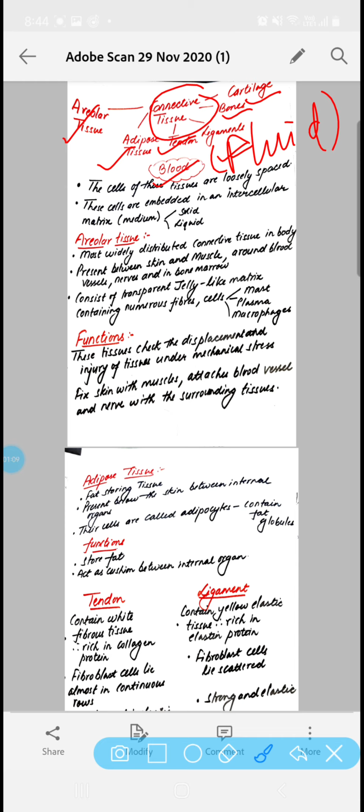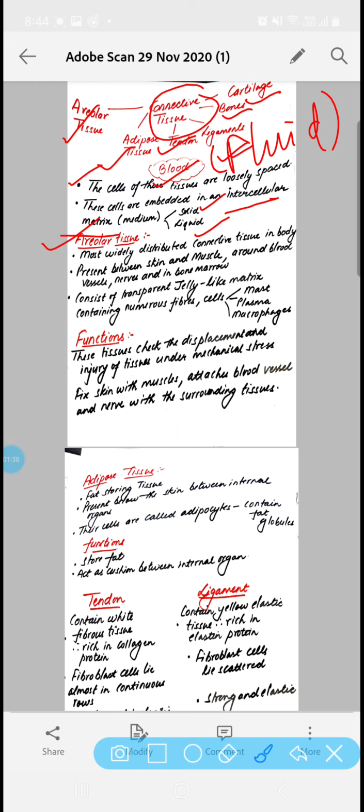So the general characteristic features of the connective tissue are that the cells of the connective tissue are loosely packed, and these cells are embedded in the intercellular matrix. Matrix means the kind of medium, and that medium can be solid or it can be liquid. Now first of all we will start discussing the areolar tissue.